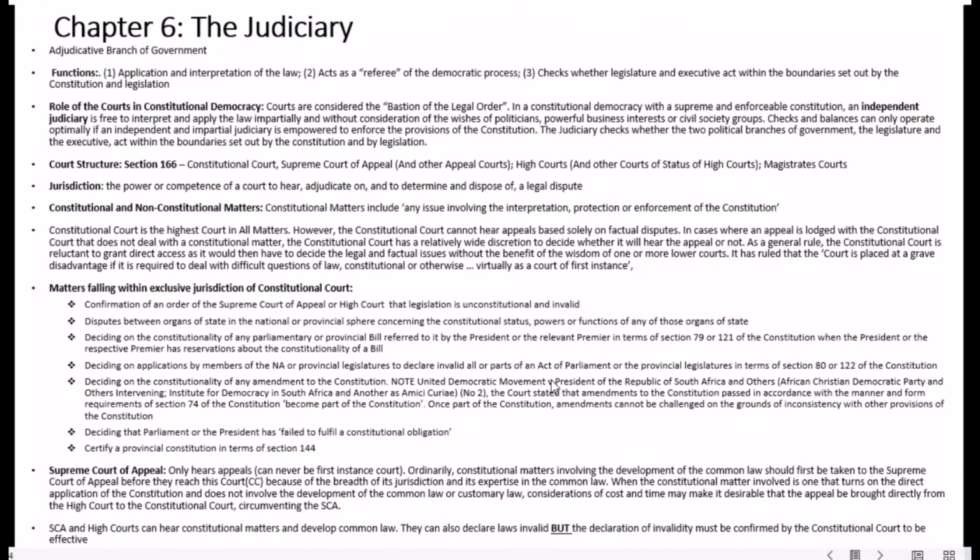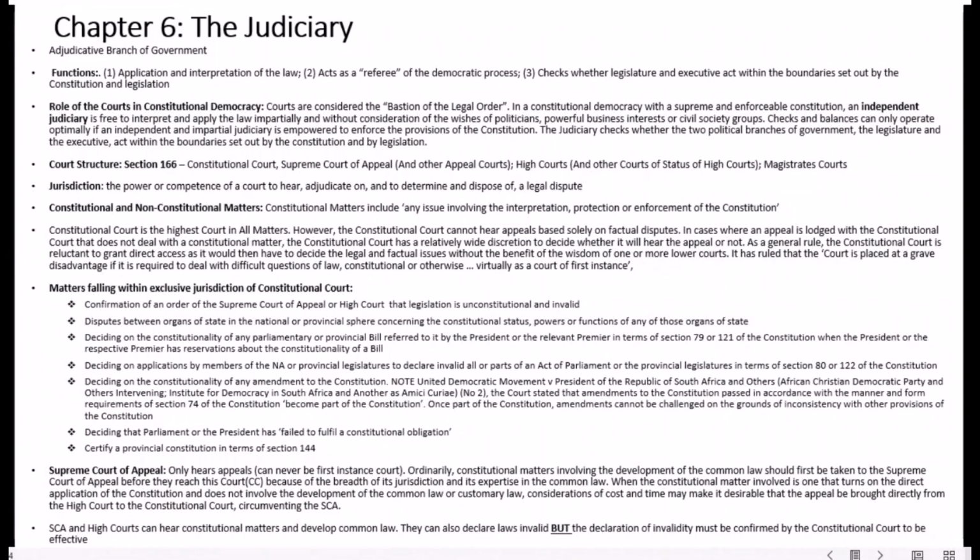And here you can just note the case of UDM versus the President of the Republic of South Africa, where this was discussed. And then deciding that Parliament or the President has failed to fulfill a constitutional obligation, and certifying a provincial constitution in terms of section 144 of the Constitution. So those are matters that fall within the exclusive jurisdiction of the Constitutional Court.